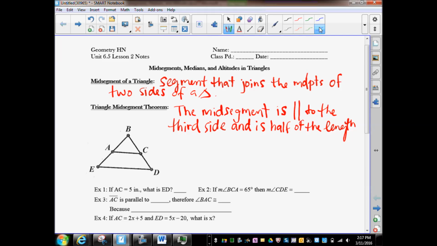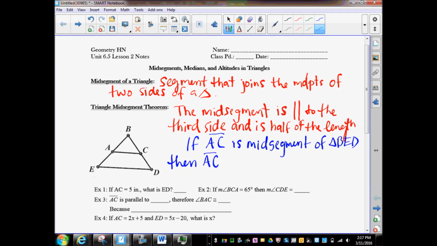Okay, so AC here is our midsegment. So if AC is my midsegment, it's the midsegment of triangle BED. So if AC is my midsegment, then we know that AC is parallel to ED, as well as AC is half the length of ED. So then AC is parallel to ED, and the measure of AC is 1/2 the measure of ED.